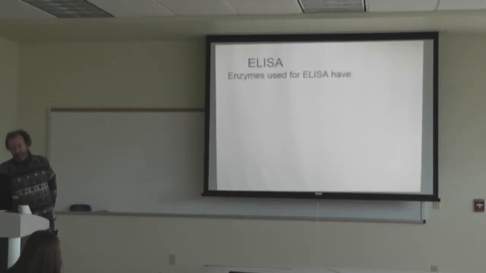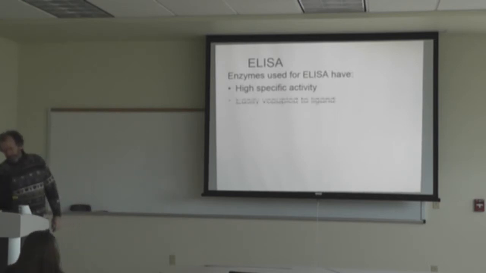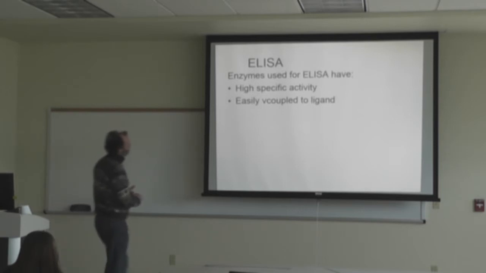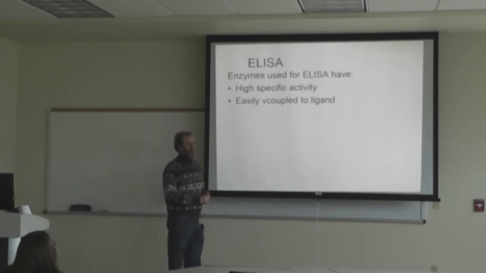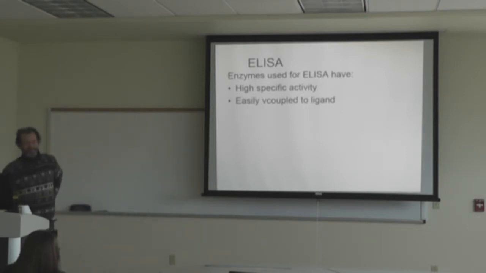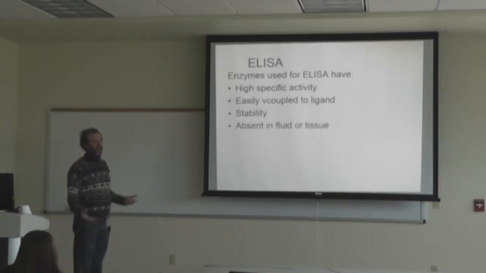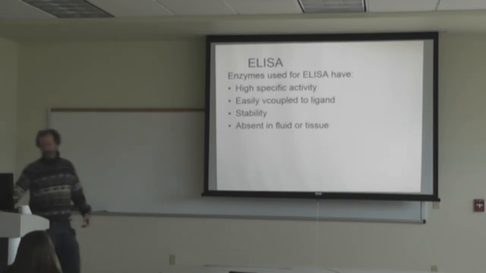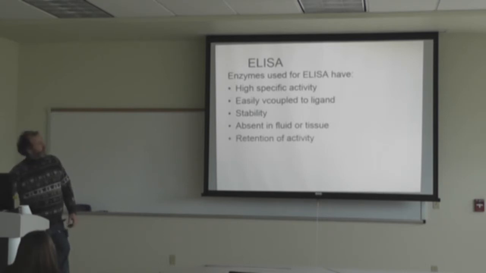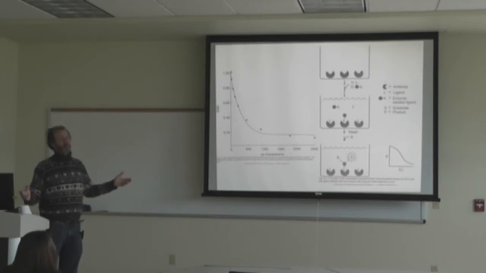So enzymes used for ELISAs have very high specific activity, and they're going to be easily coupled to the ligand, whatever that means. And they have to be stable also, and absent in the fluids or tissues, that's important, right? Because you'll get the same enzymatic activity from fluid or tissue contamination, and you have to retain that activity. And this is the overall setup for a competitive ELISA.